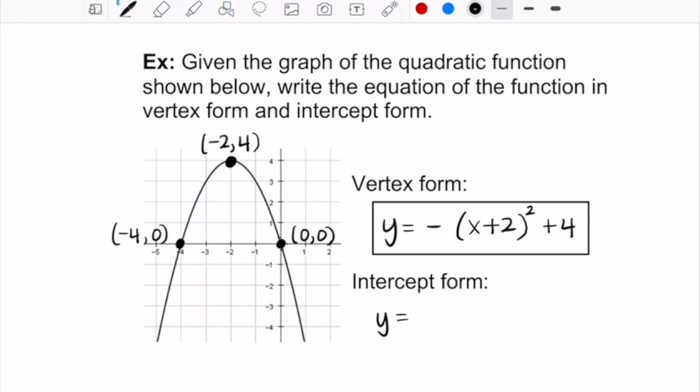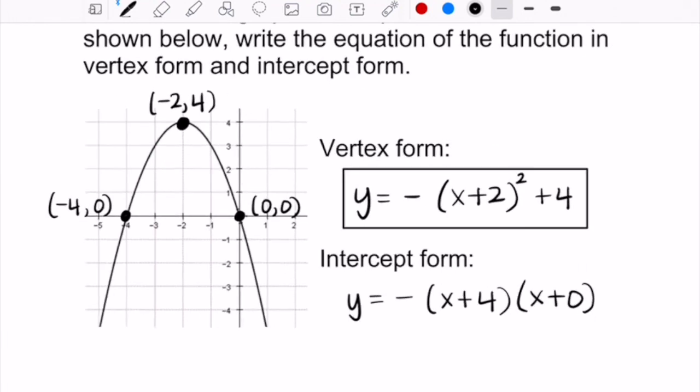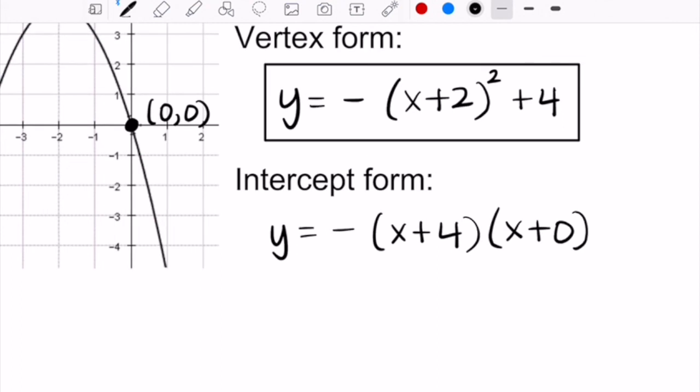Written in intercept form, I still need the negative out front for the reflection. This graph has an x-intercept at -4, so it's going to have an x plus 4. And then the other x-intercept is at 0, and so I'm going to write it here as x plus 0, but then I want you to fix this on your papers because it wouldn't look like that. The plus 0 part would be irrelevant to the question.